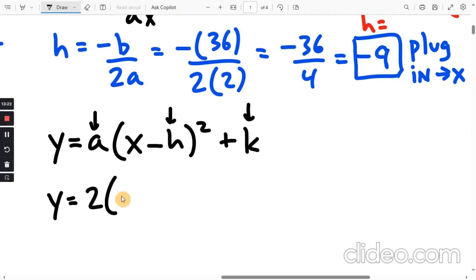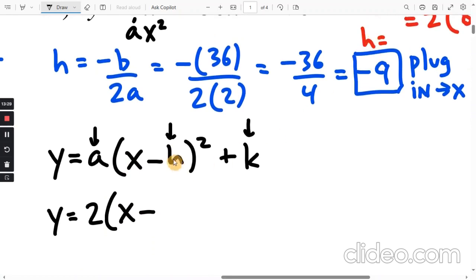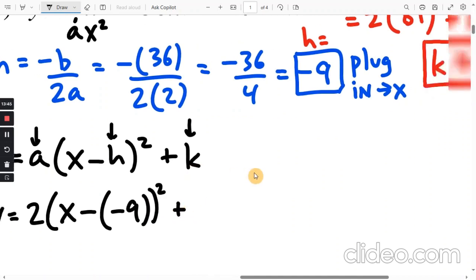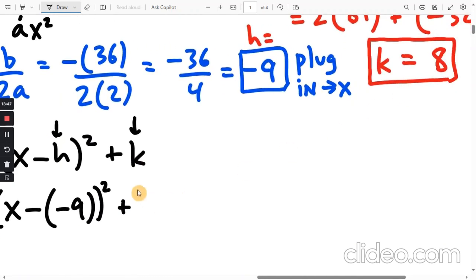X minus, and h we just did. H is negative 9. So this h is negative 9. This negative was already here, and h is negative 9. Make sure you maintain your signs, and that whole thing is squared. Plus k, what did we get for k? Positive 8, so that's going to be plus 8.